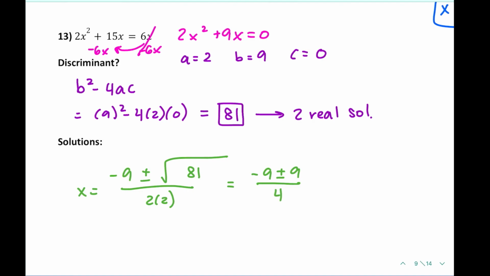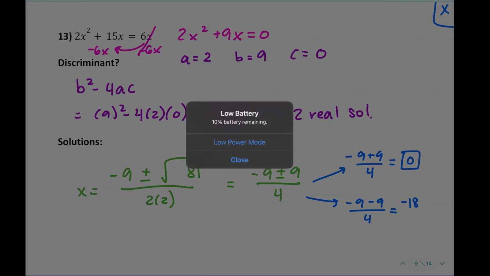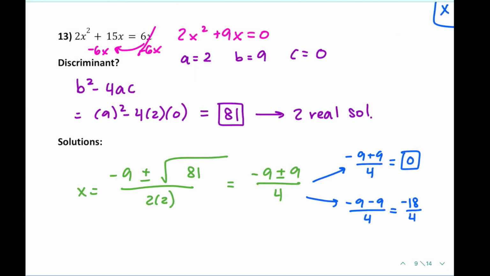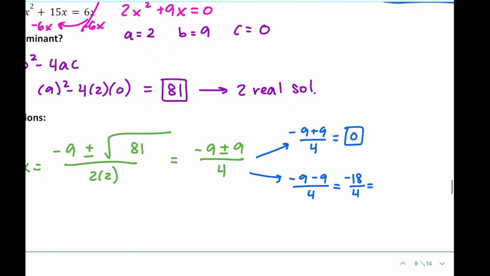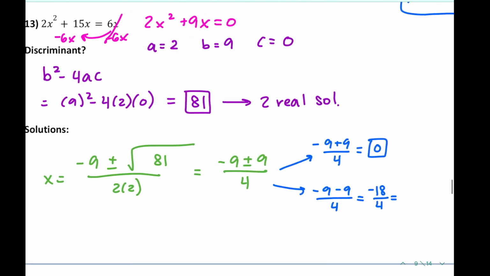And then we need to split it up into the 2 different situations. So negative 9 plus 9 over 4 and negative 9 minus 9 over 4. And then let's figure out each of those. So negative 9 plus 9 is 0 over 4, so 0. And then negative 9 minus 9 is negative 18 over 4. Those have a GCF of 2, so I can reduce that once again to be negative 9/2.